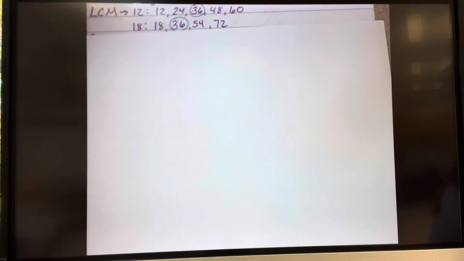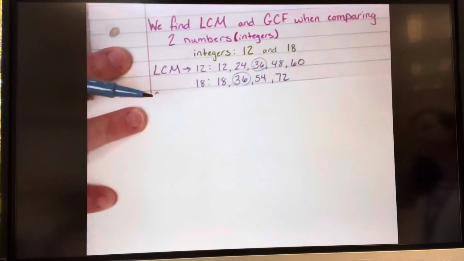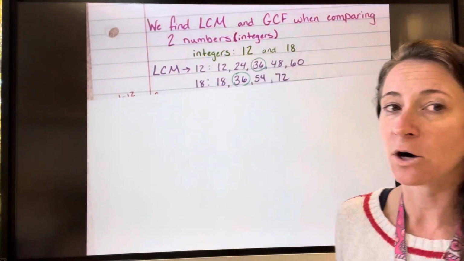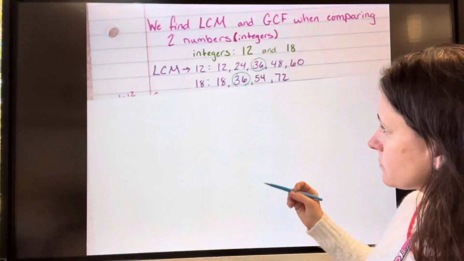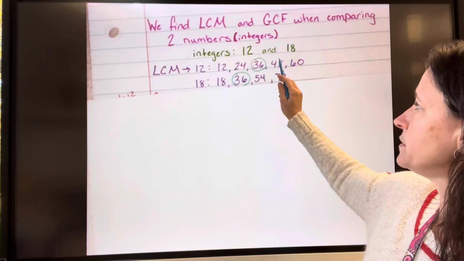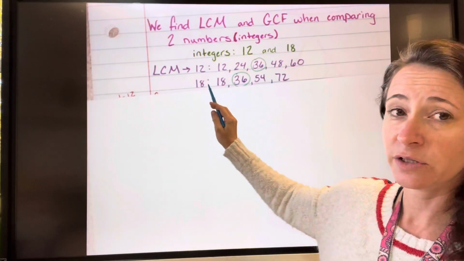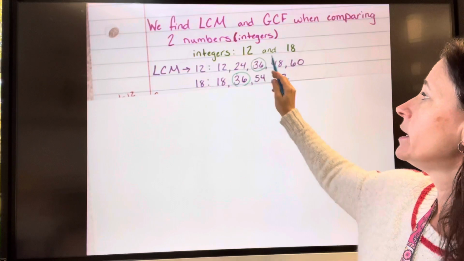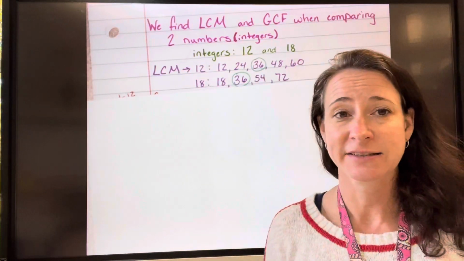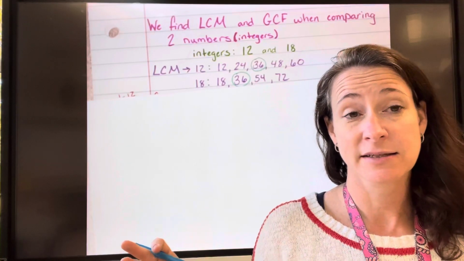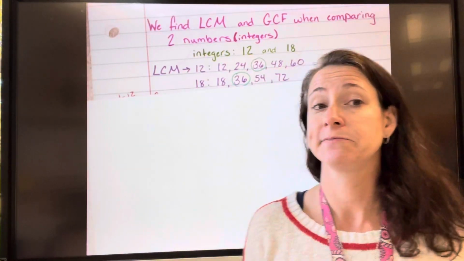So here is an example. If your integers are 12 and 18, to find the least common multiple of 12 and 18, you would list your multiples of 12: 12, 24, 36, 48, and 60. Then you list your multiples of 18: 18, 36, 54, and 72. Then you identify, and I did it by circling, the smallest multiple the two have in common.